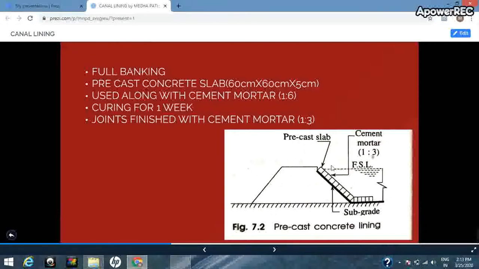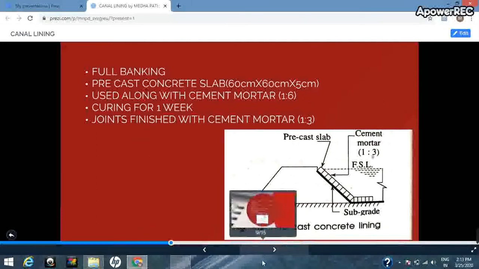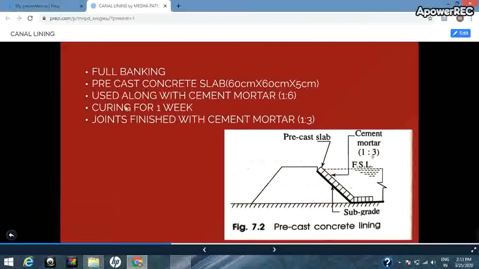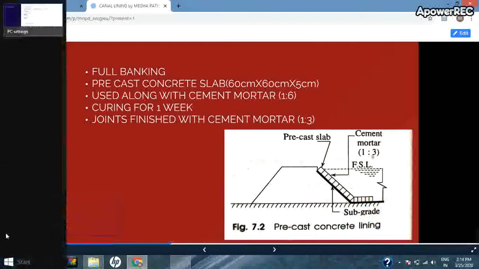Along with that, the precast concrete slab is placed with cement mortar 1:3, and again the joints are finished. The slabs are connected with certain joints, and these joints are finished with 1:3 cement mortar, and for that curing is done for 1 week. Okay, so this is a typical diagram of a precast concrete lining.